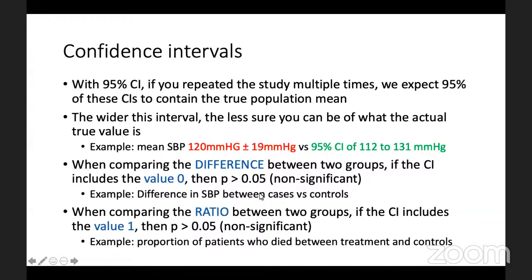So when you have confidence intervals where you're comparing the difference between two groups, the null value is 0. If you're comparing the difference between blood pressures between cases and controls, and your confidence interval includes the value of 0, it means it's non-significant. As opposed to when you compare a ratio between groups, if the confidence interval includes the value of 1, then it's non-significant. For instance, if you're looking at the proportion of patients who died in treatment versus control, a ratio equal to 1 means that the two groups were the same.